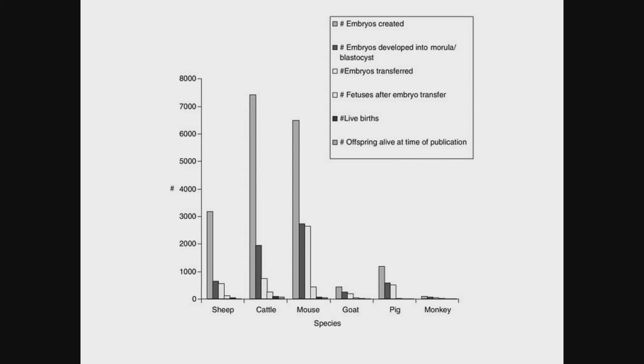For example, if we created this number of embryos per species, for example, 7,000, by the end of the experiment, at the time of the publication, they have very, very few left, very few live births, and not all of them develop from the blastocyst to be transferred. Embryo transfer is to already be implanted in the mother, in the new mother.